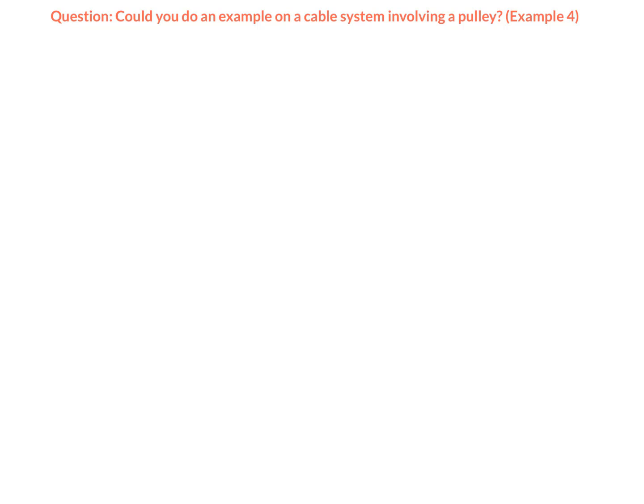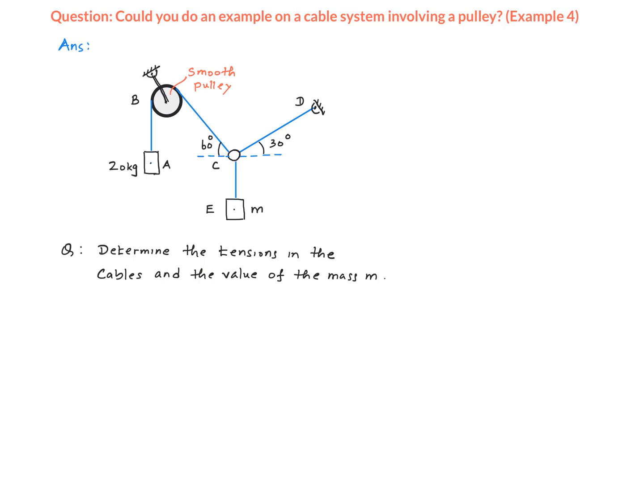The question that I have is, could you do an example on a cable system involving a pulley? This is the problem that I have selected in answering this question. We have a cable system here involving a smooth pulley at point B. The mass at point A is 20 kilograms, but the mass at point E is unknown. We are to find the tensions in the cables and the value of the mass m.